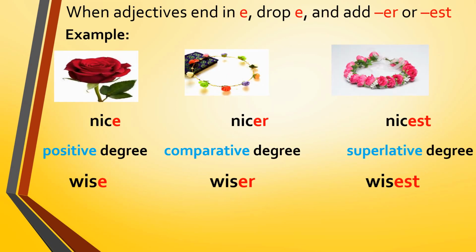When an adjective ends in E, drop E and add ER or EST. In the picture, as you can see, nice, nicer, nicest. Now, nice is in positive degree. Nicer is in comparative degree. Nicest is in superlative degree. As we see another example, wise, wiser, wisest. Wise is in positive degree, wiser is in comparative degree, and wisest is in superlative degree.